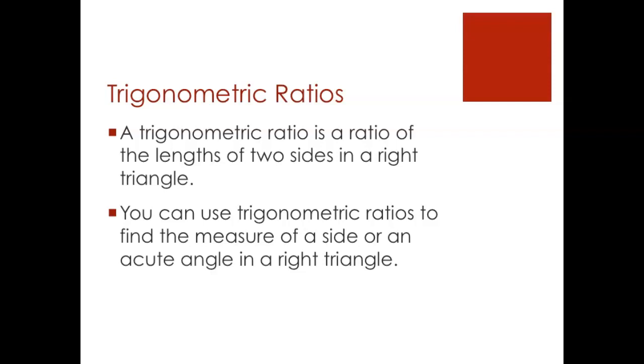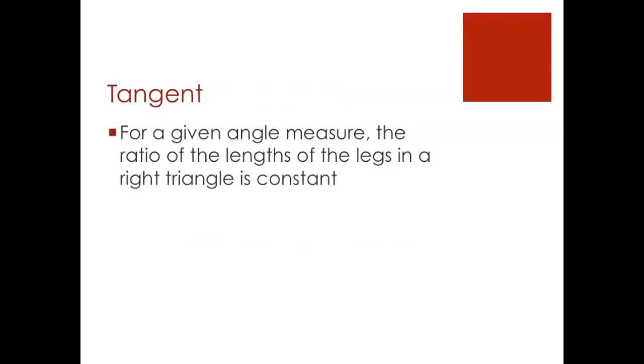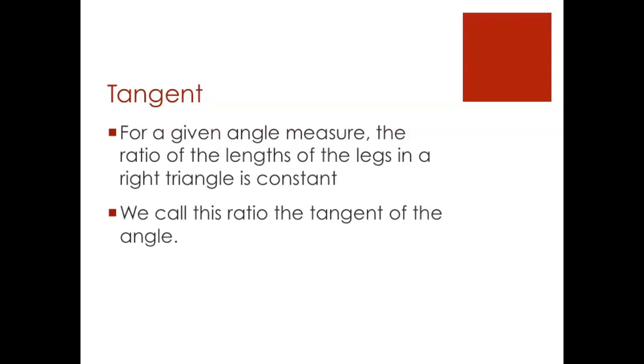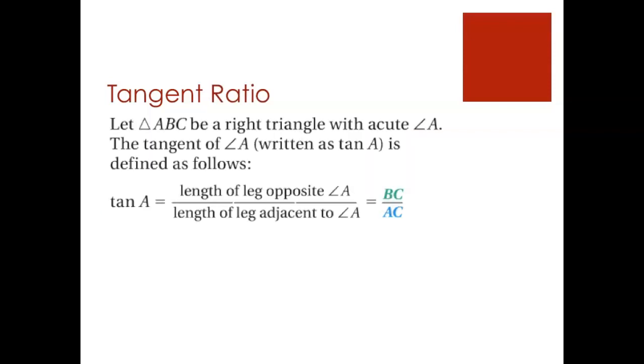The specific ratio we're going to go over today is tangent. And for a given angle measure, the ratio of the lengths of the legs in a right triangle is constant, and we call that ratio the tangent ratio. So let triangle ABC be a right triangle with acute angle A. The tangent of angle A, which we would write in shortened form, tan A, but we would read it tangent of A, is defined as follows. It is the length of the leg opposite angle A divided by the length of the leg adjacent to angle A.